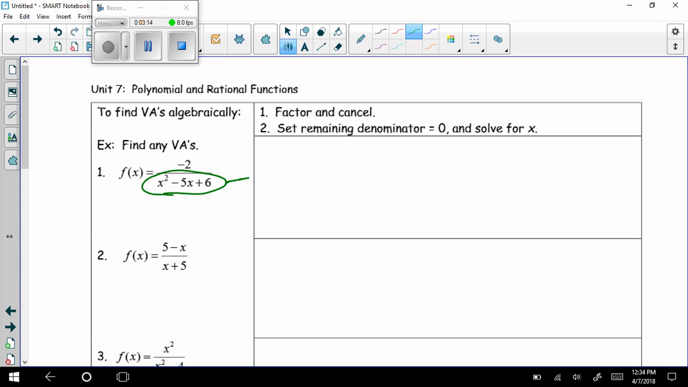I am discarding from my brain the top, that -2, for now. And we have x squared minus 5x plus 6 equals 0. Factoring that, x minus 3 times x minus 2 equals 0. And so we have x equals 3 and x equals 2. And so what this means for us is our VAs occur at two lines, and that is x equals 3 and x equals -2.